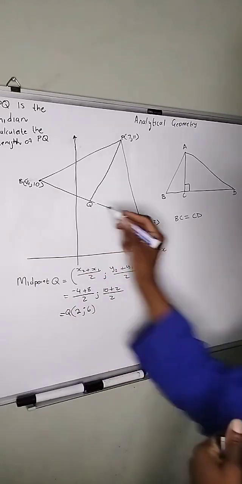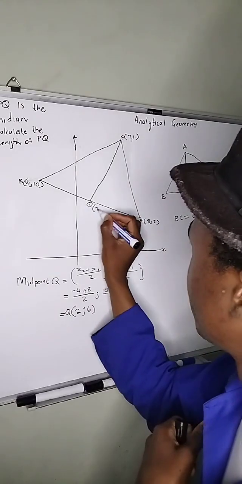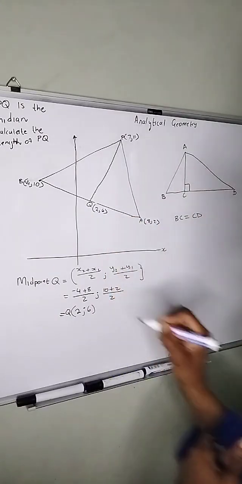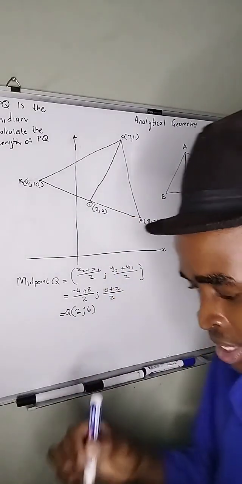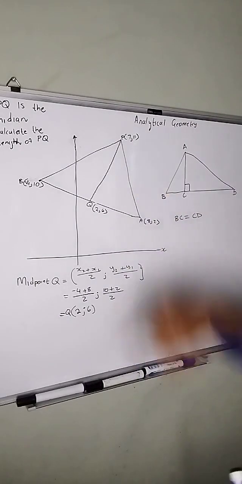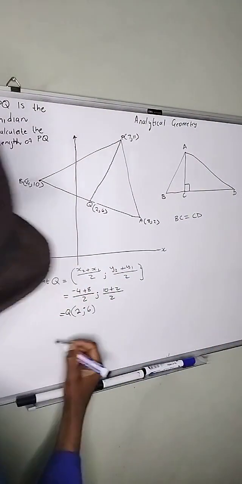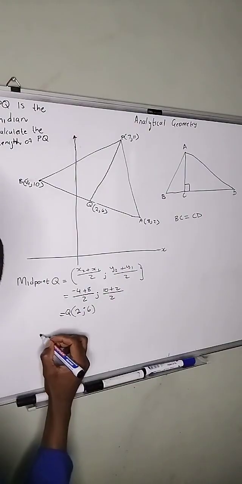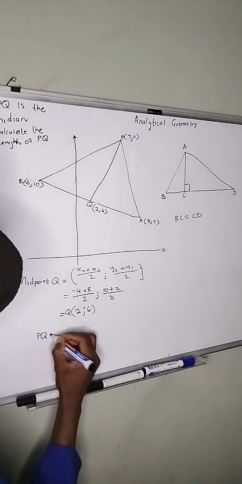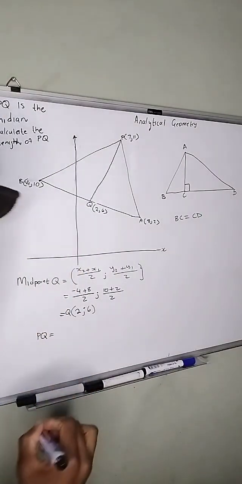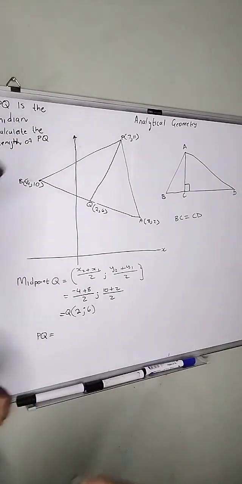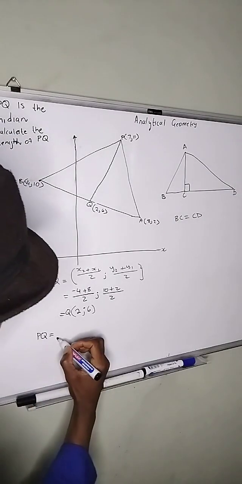Here's the point: 2 and 6. So now what can we do? What is the distance between P and Q? So let's deal with PQ. Can you please give us the distance? The one who got it?